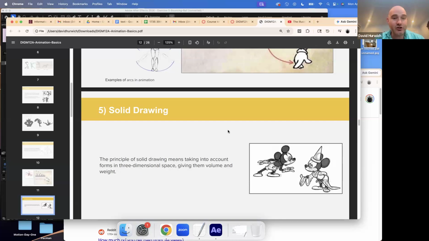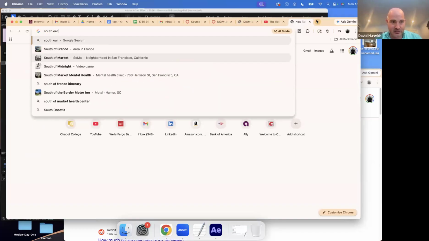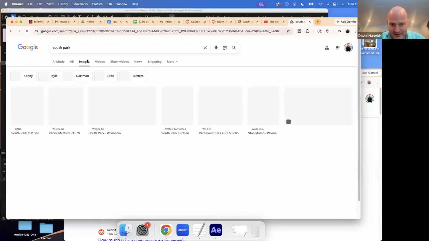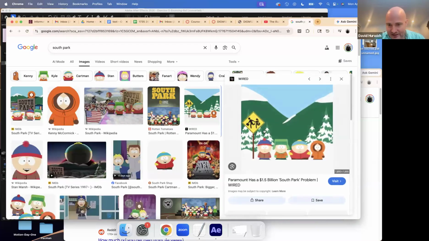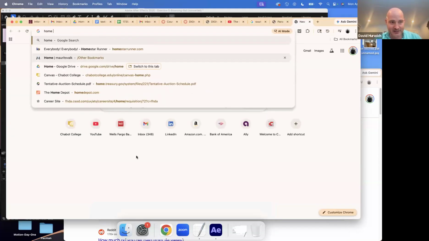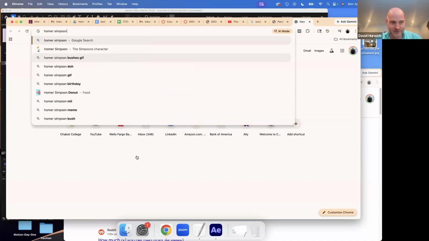This is something that doesn't really apply here. This is something called solid drawing. Solid drawing has to do with when you draw a two-dimensional character, and that the two-dimensional character doesn't feel flat. If you ever watch South Park, the characters feel flat. And the reason for that is they're not really drawn in a way that has immense depth. Compare this to, I don't know, Homer Simpson.